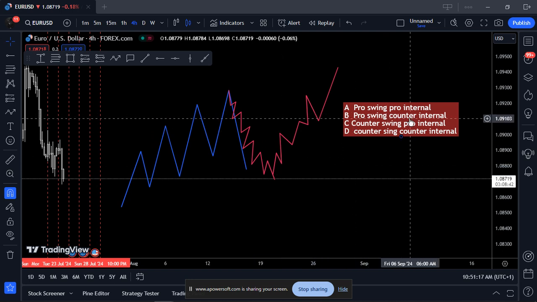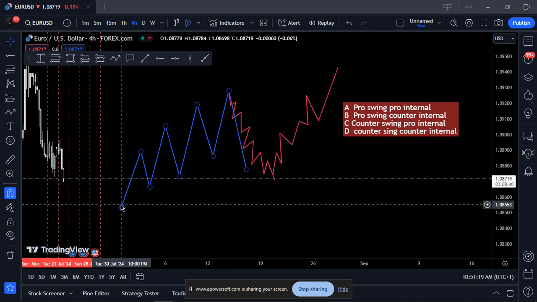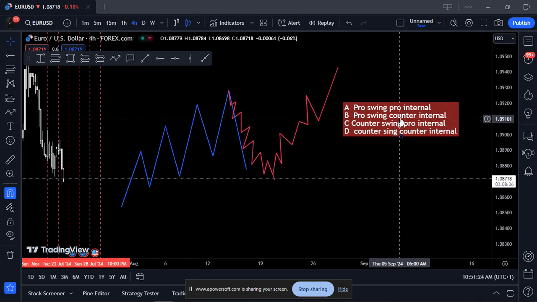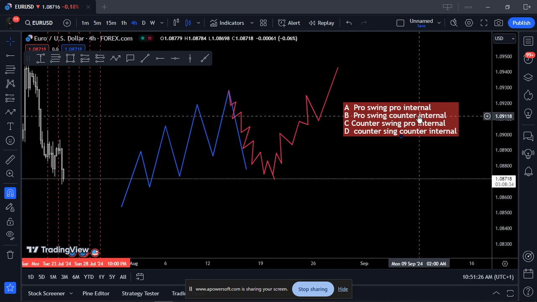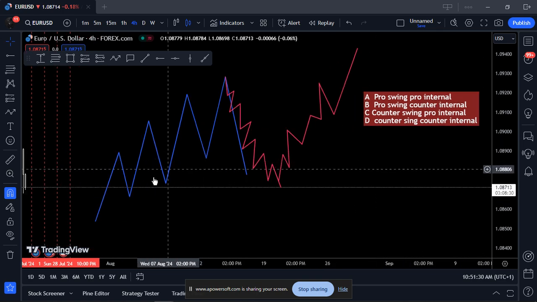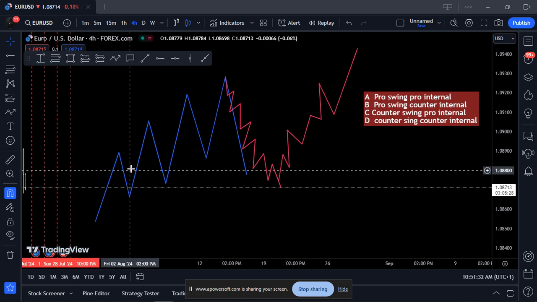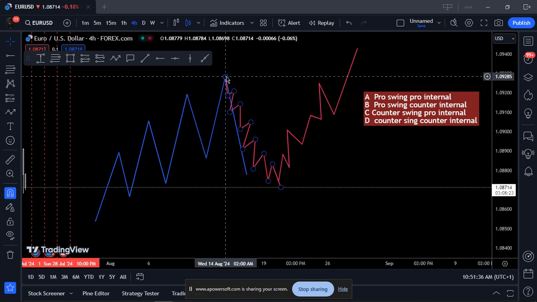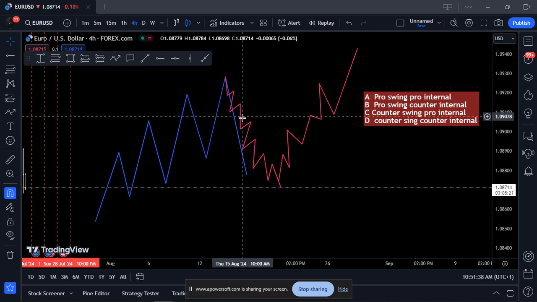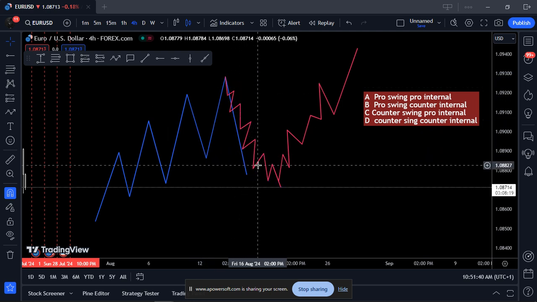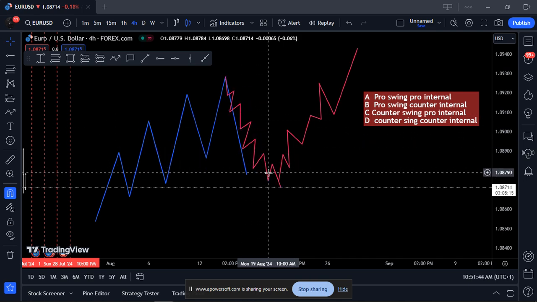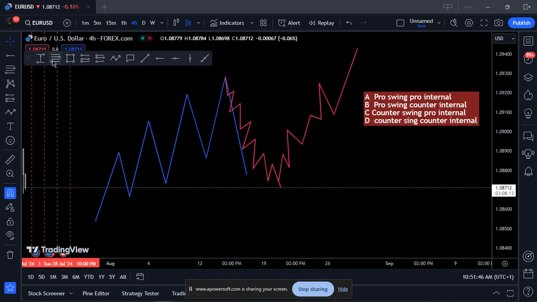The pro swing counter internal, meaning the higher time frame is moving while the lower time frame is moving in the counter direction. Now look at it. Lower time frame is moving up. This is the swing. Then lower time frame is moving down. But at this point, we are going against this lower time frame downtrend, against it.